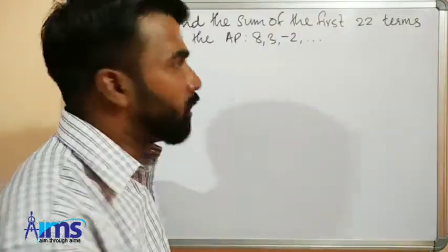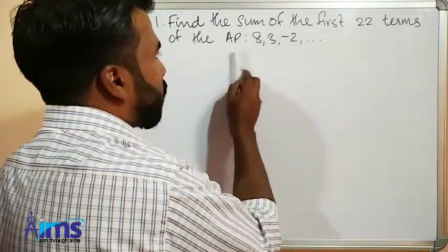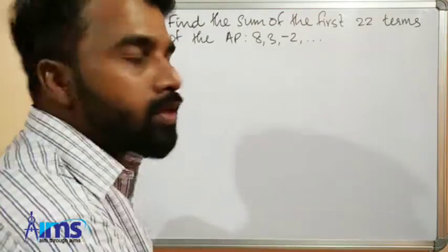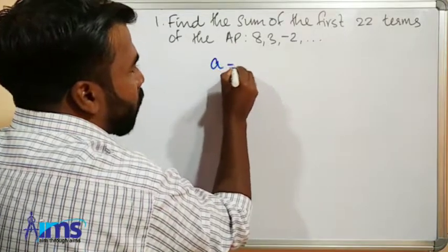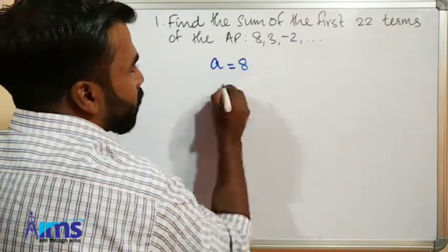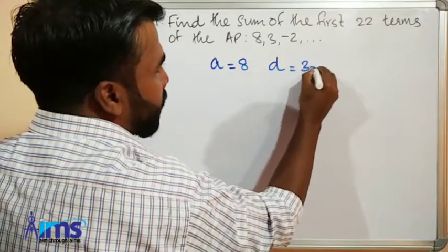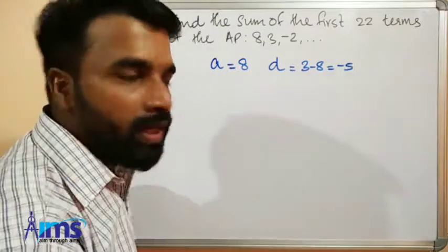Let us do an example. Find the sum of the first 22 terms of the arithmetic progression 8, 3, minus 2, etc. So from here we can find what is a. a is equal to 8. Then what is common difference d? d is equal to 3 minus 8, which is equal to minus 5, isn't it?